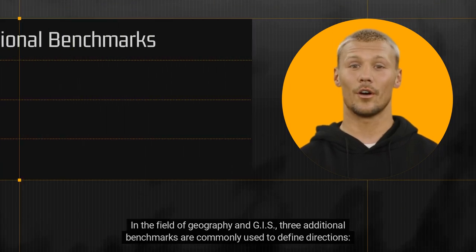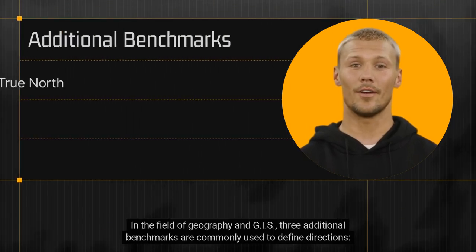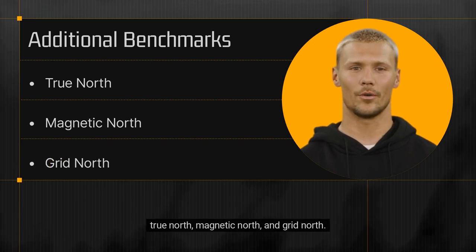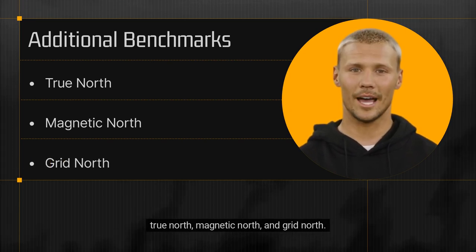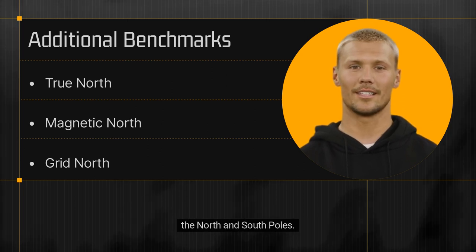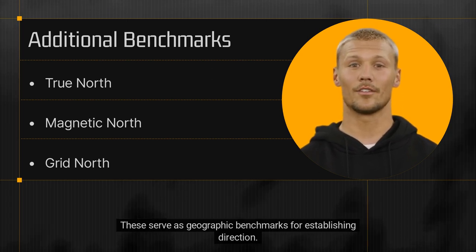In the field of geography and GIS, three additional benchmarks are commonly used to define directions: true north, magnetic north, and grid north. True north is determined by the intersection of the Earth's rotation axis with its surface, specifically the north and south poles. These serve as geographic benchmarks for establishing direction.